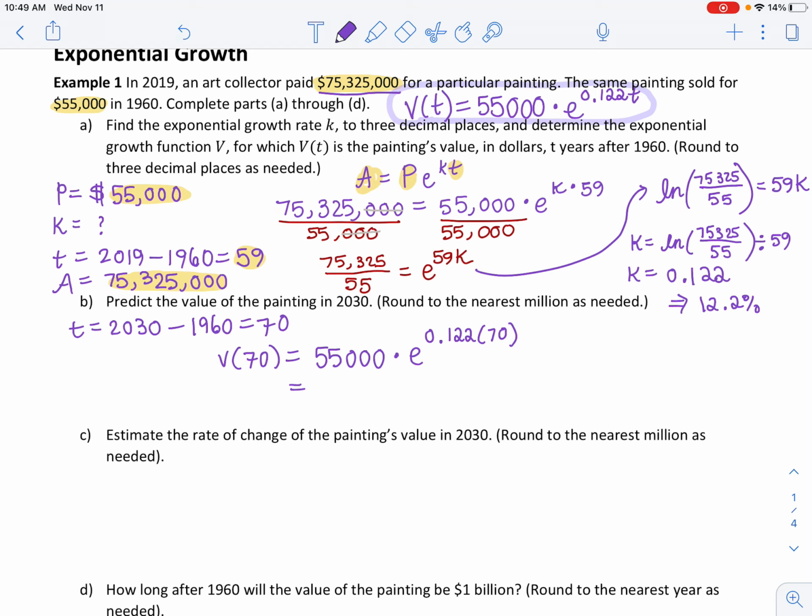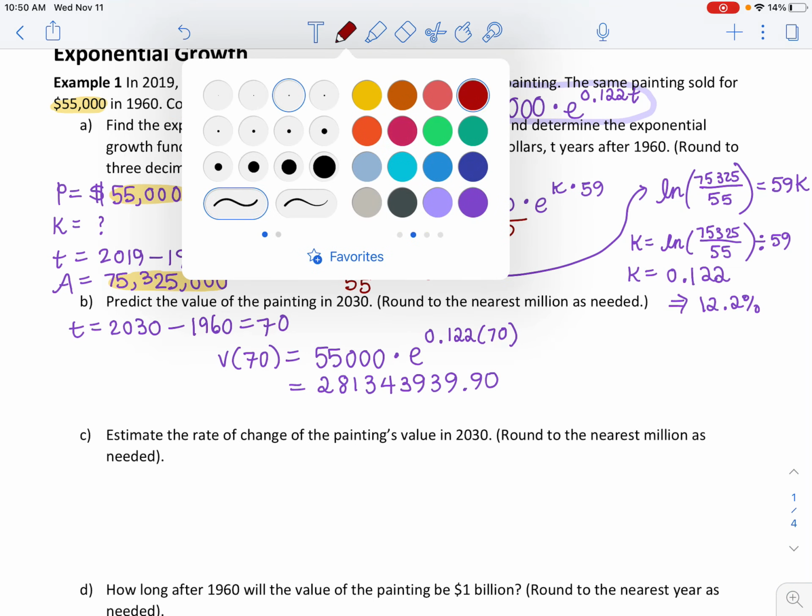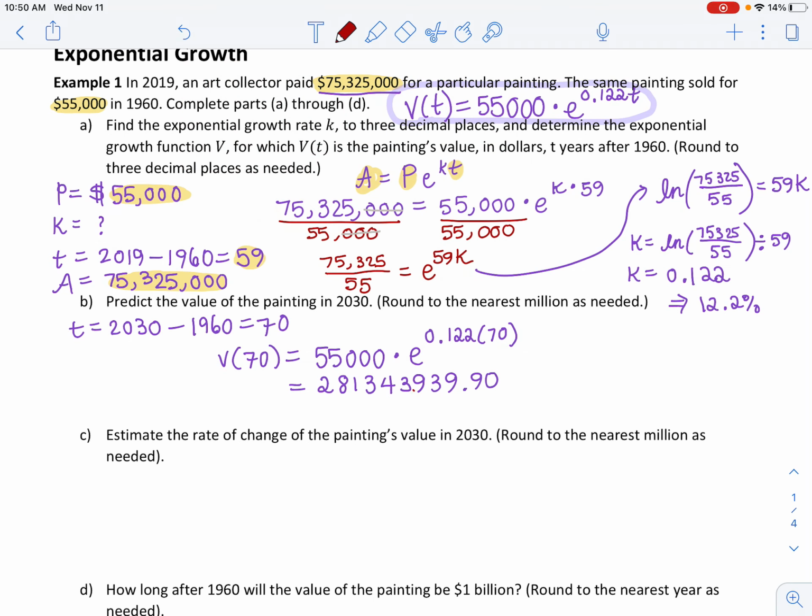Okay, let's go ahead and type this in. 55,000 times e raised to the 0.122 times 70. I wish I could show you guys my calculator, but I'm really just typing this in. This is so big. I'm going to go ahead and write the number down first, and then I will put some commas. 281,343,939.90. All right, let me put some commas because this number is big. For every thousand, let me go ahead and put the commas. So I got the answer.